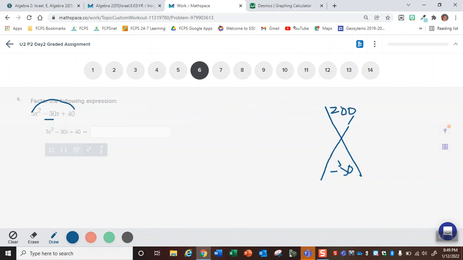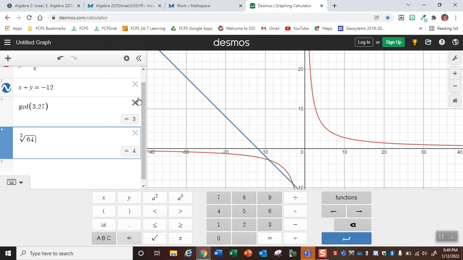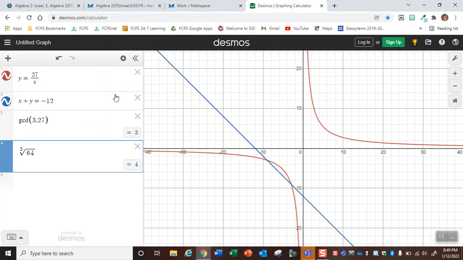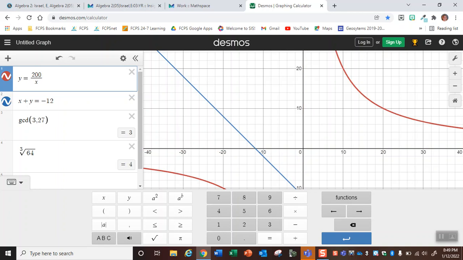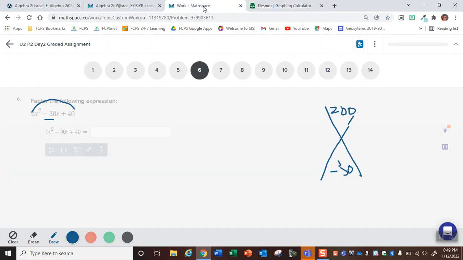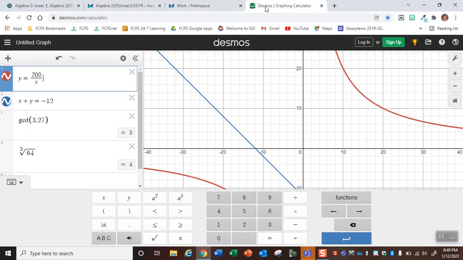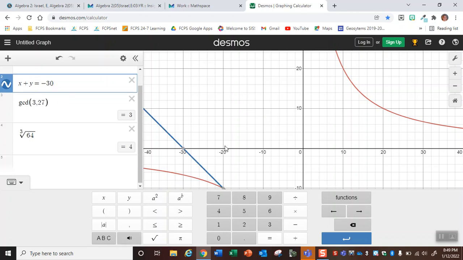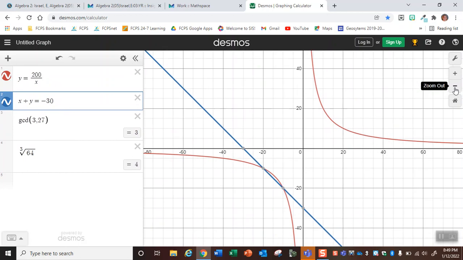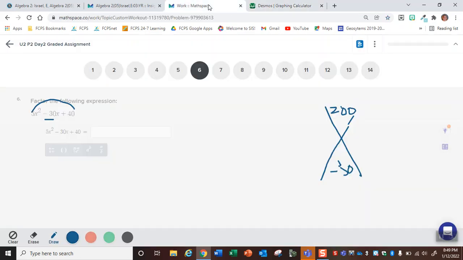All right, and then I'm going to do Desmos, and I'll take what was it, 200? And negative 30. We're going to add up to negative 30. I'm going to zoom out. And my numbers are negative 20 and negative 10.